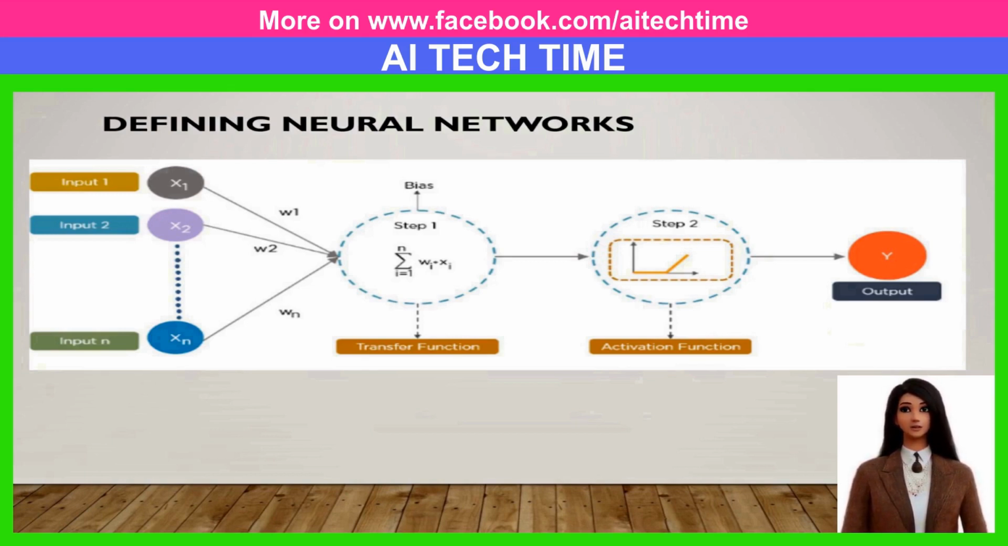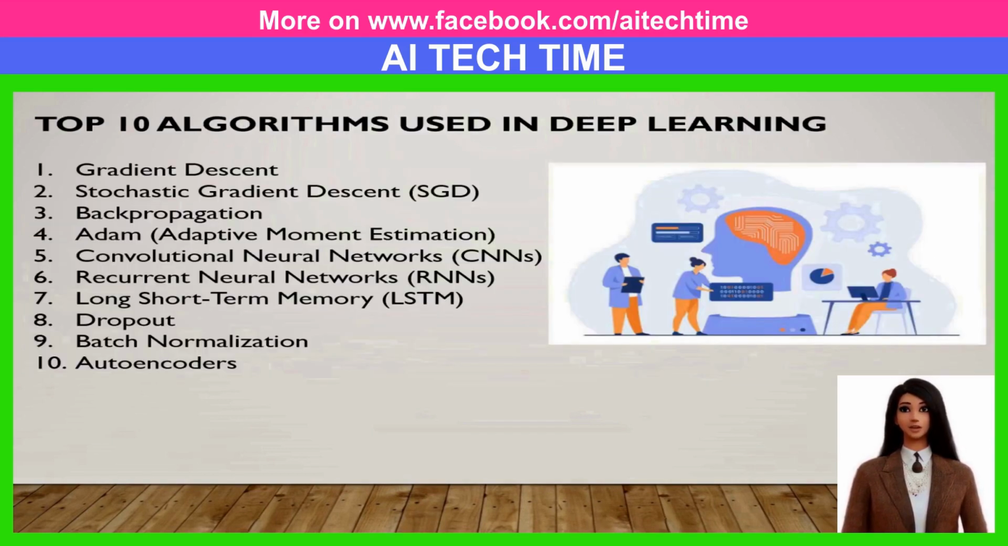Data provides each node with information in the form of inputs. The node multiplies the inputs with random weights, calculates them, and adds a bias. Finally, nonlinear functions, also known as activation functions, are applied to determine which neuron to fire. Top 10 algorithms used in deep learning.